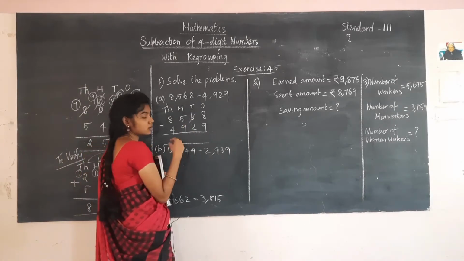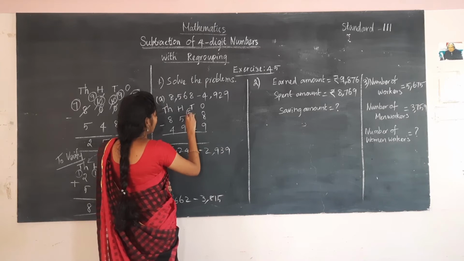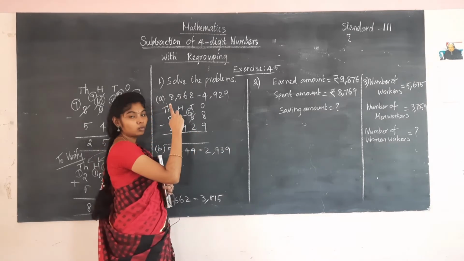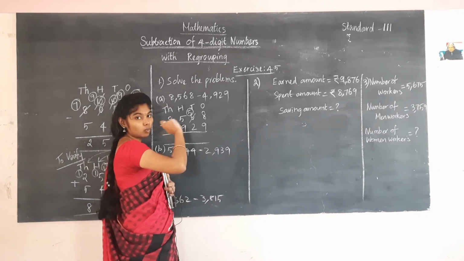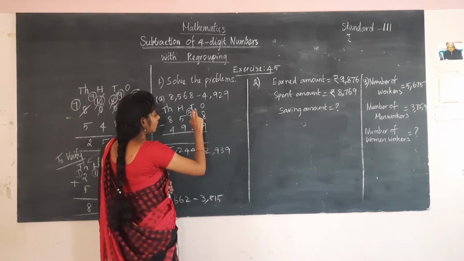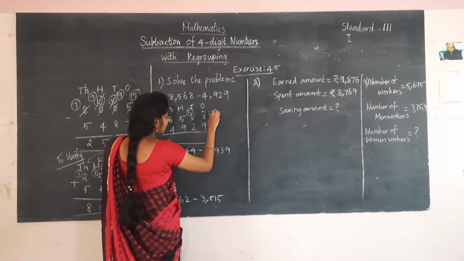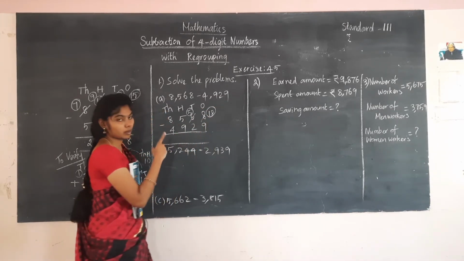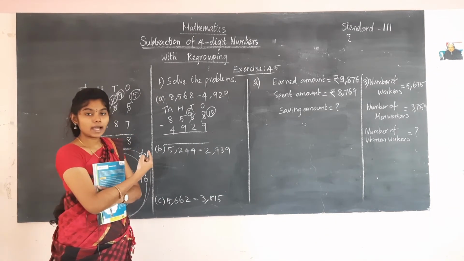Cancel 6. Then you have to write the before number. So the before number is 5. So now you have to write 1 before the 8. That is, you are taking 10 units here. So your 10 plus 8 is 18. So cancel 8 and write 18. So now subtract: 18 minus 9. 18 in the mind and 9 in the fingers. So you will get the answer as 9.